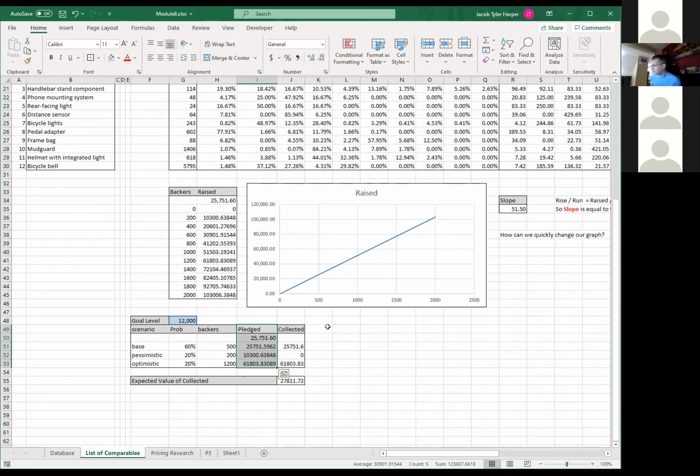So that's a data table. But because we're not really concerned with the expected value of the pledged amount, I have one more column for the collected amount, which looks at my goal level and compares these pledged amounts to the goal level to see if these 3 cases were successful or not. As we can see, the pessimistic scenario where we only had 200 backers only ended up raising about $10,300, so they were unsuccessful in meeting the goal. And so I have a nice little if statement over here, which automatically changes that to a 0 for me.